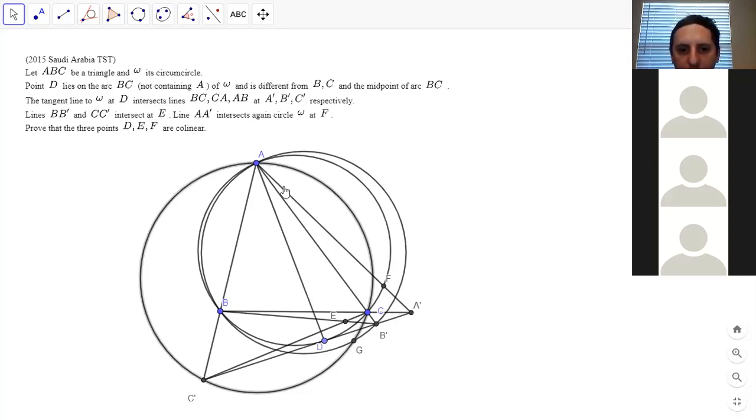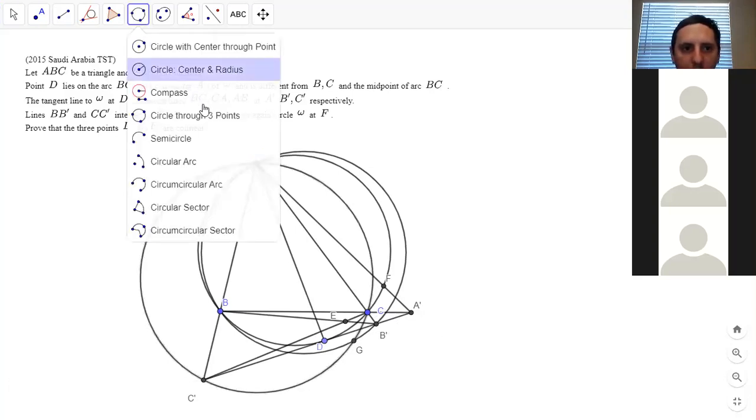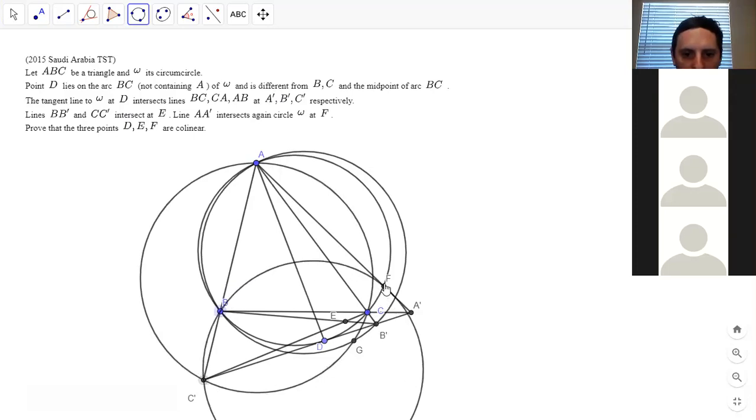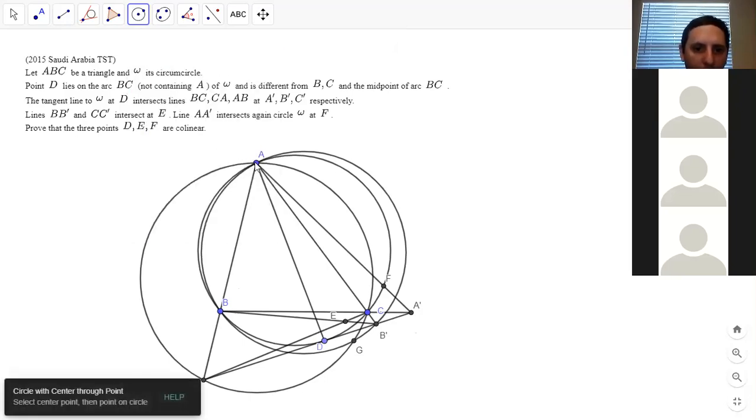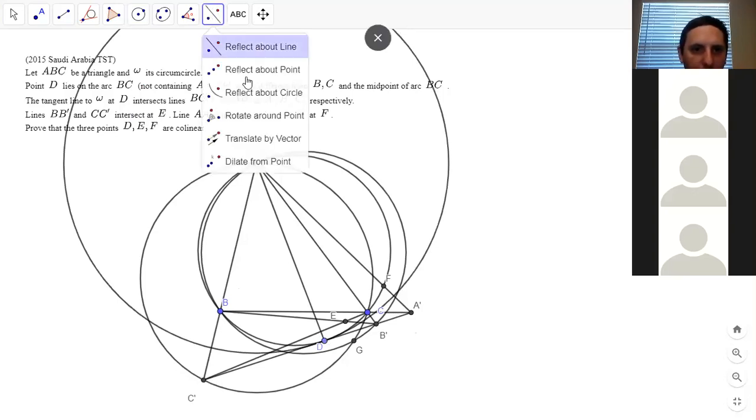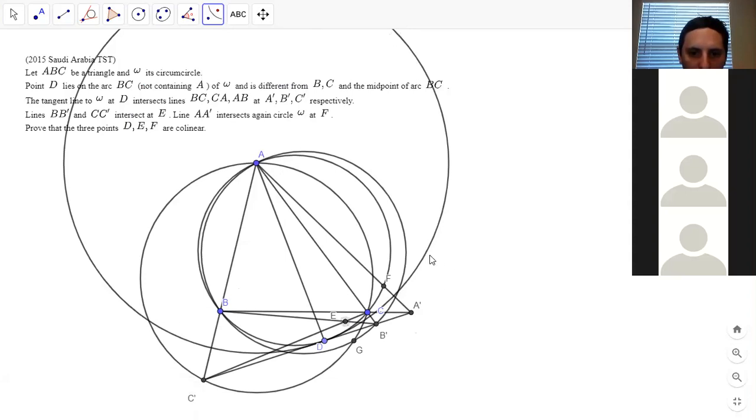Is inversion like having AF times AA prime? So what's the radius of the inversion that you want? It's AD squared. Okay. Yeah. So, okay, so that's E prime.